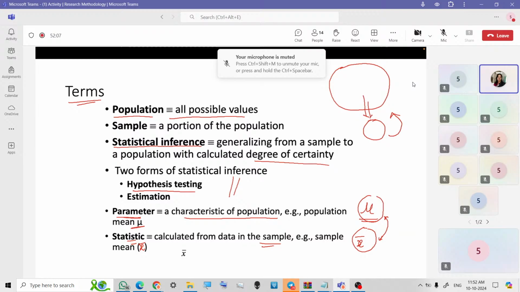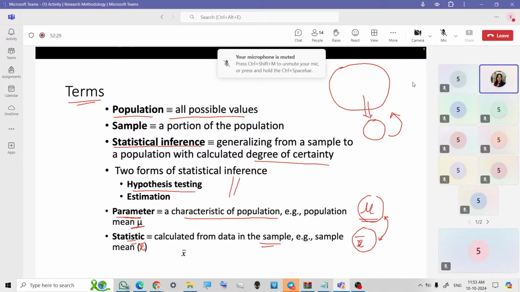Statistical inference is basically generalizing from a sample to the population with a calculated degree of certainty. So we are going to see what the degree of certainty is. We'll see it in detail. There are two forms of statistical inference. One is hypothesis testing and the other is estimation. We are working on, and will discuss, hypothesis testing in detail.